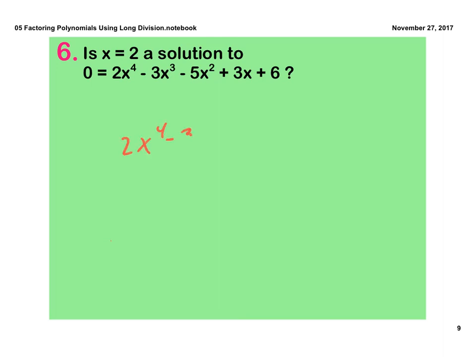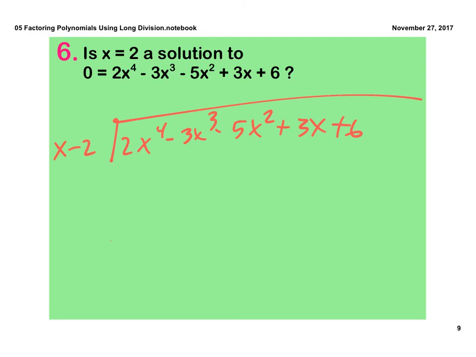2x to the fourth minus 3x to the third minus 5x squared plus 3x plus 6. And I would not say a 2 out here. I'd say an x minus 2. Then I'm going to put up a 2x to the third, and that will make 2x to the fourth. Then I multiply it down by the negative 2, and I make negative 4x to the third. Draw a line, opposite, opposite. Those make x to the third minus 5x squared.